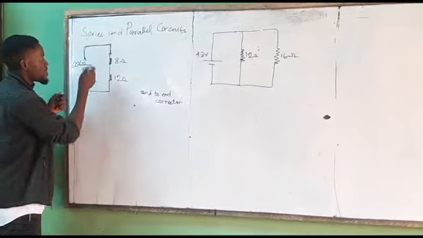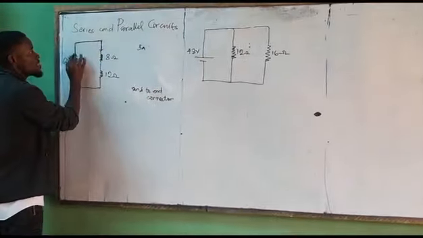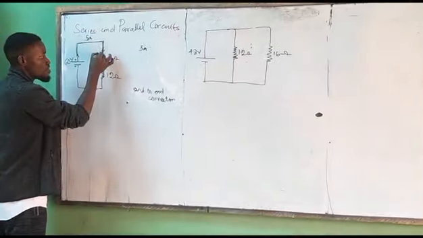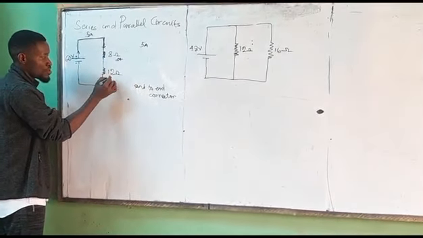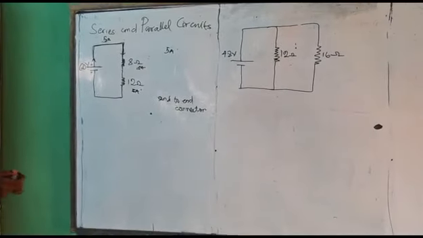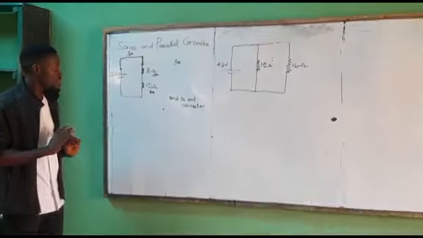Let's assume the current for this battery is 5 amperes. So therefore, the current flow will be 5 amperes all through this place. Also, the current that gets to this resistor will also be 5 amperes. The one that gets to this one is also what? 5 amperes. Please note that in a series circuit, the current remains the same. It does not change.